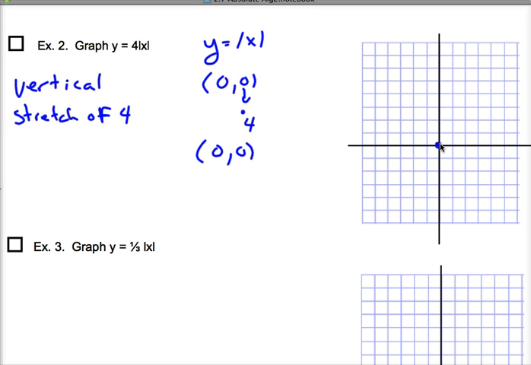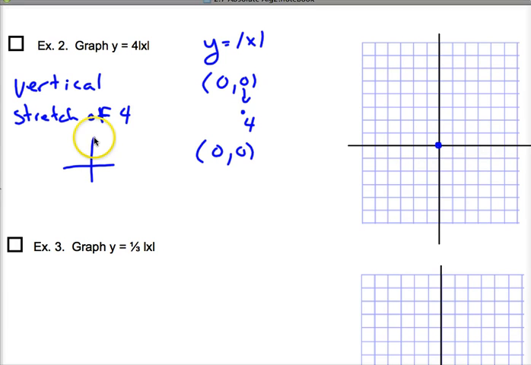It doesn't move. The only way to move the vertex is to have some number in the absolute value with the x. That'll make it go left or right. Or a number at the end. That'll make it go up or down. So if you got an extra plus or an extra minus at the end. If you multiply, it does not move it. So here I've got 0, 0.